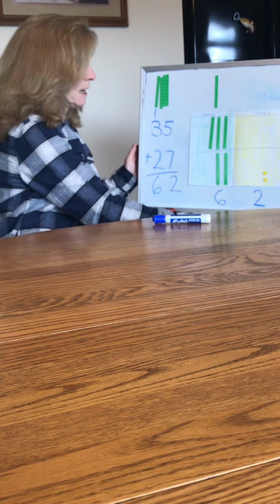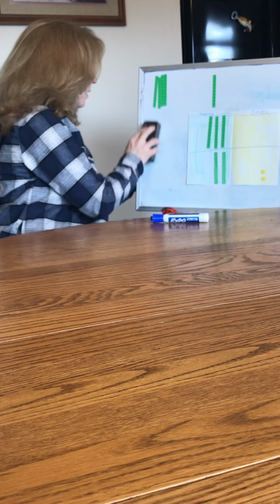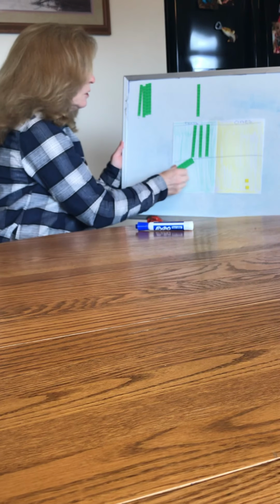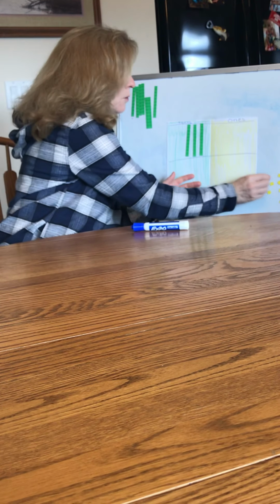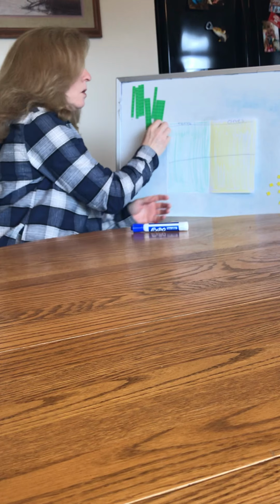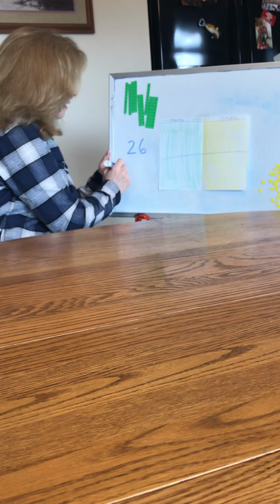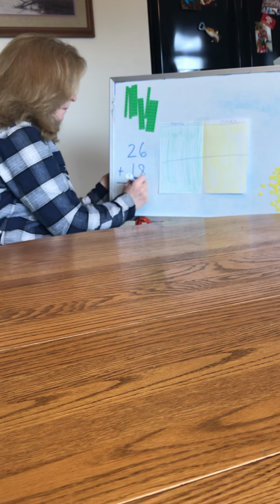All right, now I'm going to take that off so we can do some together. Again, we are trading in, and the biggest, most important thing that you can do is to remember to start in your ones column. Always start in your ones column. So here, let's pick 2 numbers. Let's do 26 plus 18.